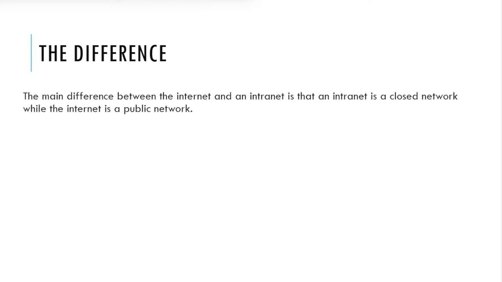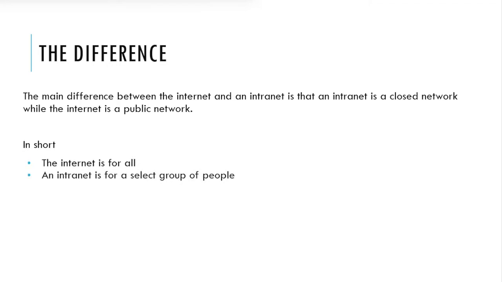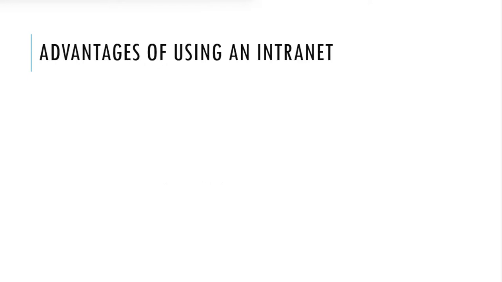All right, so the difference between the internet and intranet is that an intranet is a closed network. So in short, the internet's for all. The intranet is for a selected group of people. Now focusing on a little bit more, because the internet is something that you use all the time and you're very used to it, I went into the advantages and disadvantages of an intranet itself.